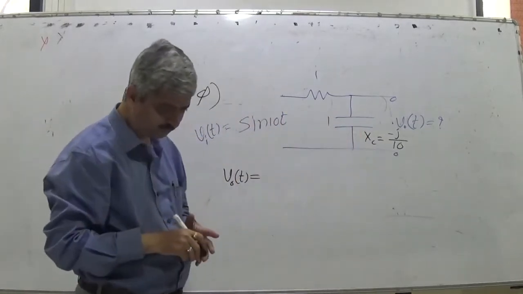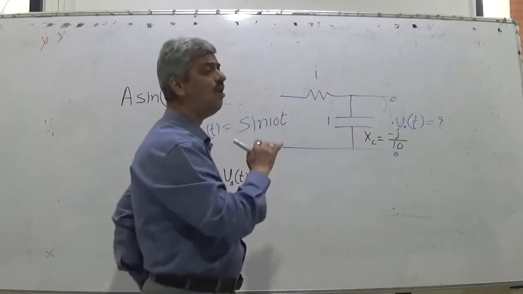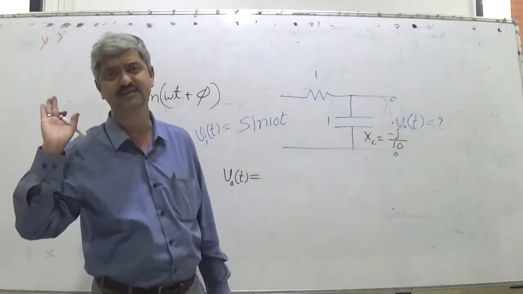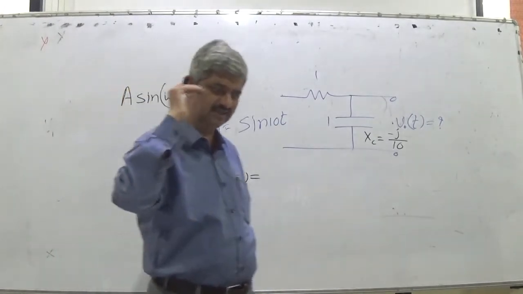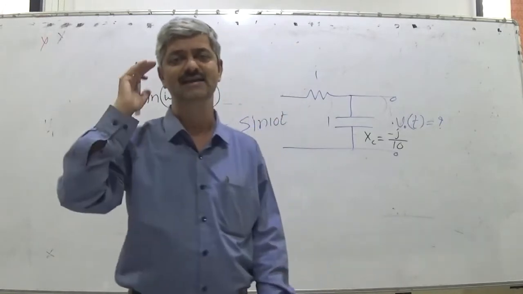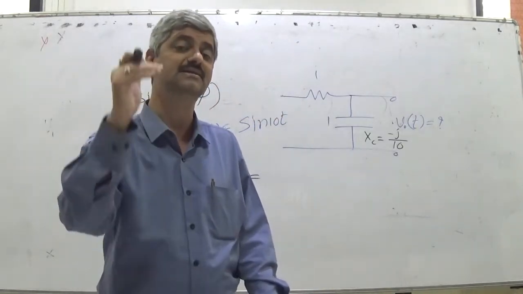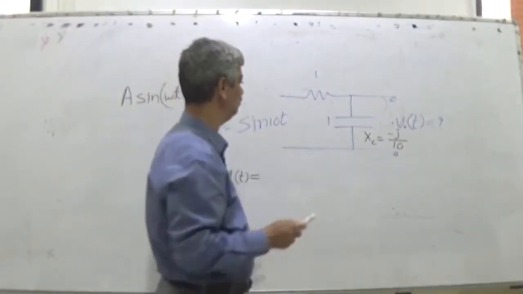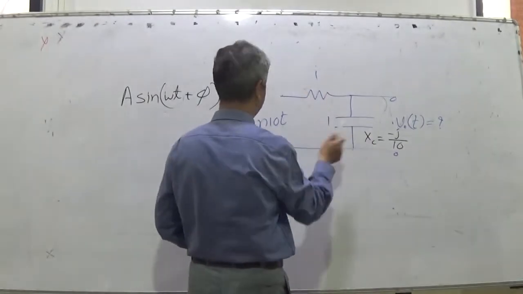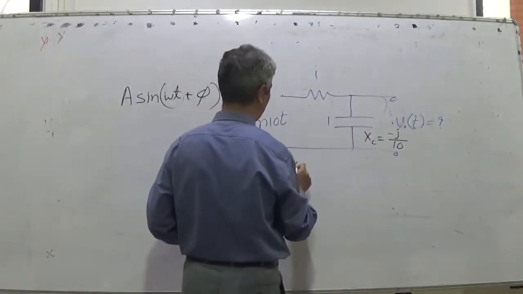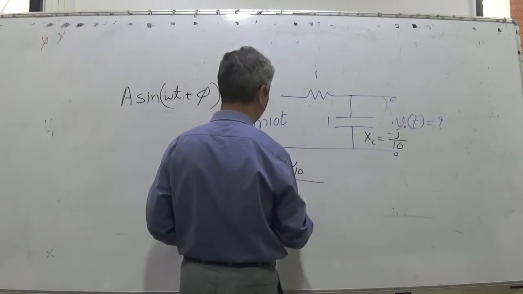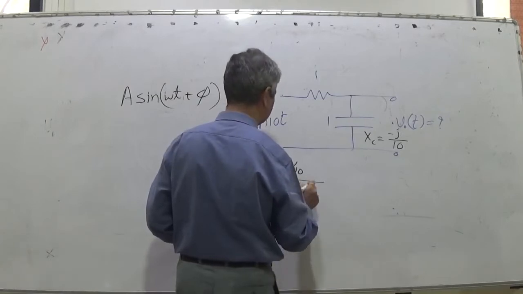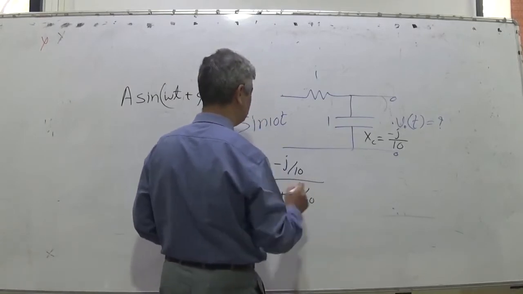Once we define reactance, then all laws, voltage divider, everything which is applicable for resistive networks is applied. Only thing is that in resistive networks, resistance is a real number. In reactive networks, impedance can be a real number, an imaginary number, or a complex number. So this upon this plus this. So it is minus j upon 10 upon 1 plus minus j upon 10.